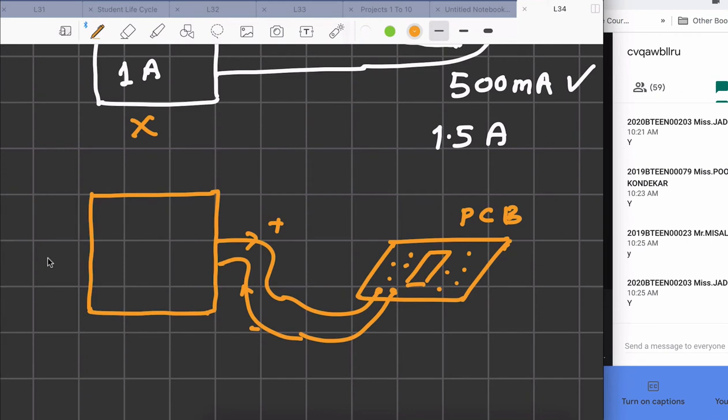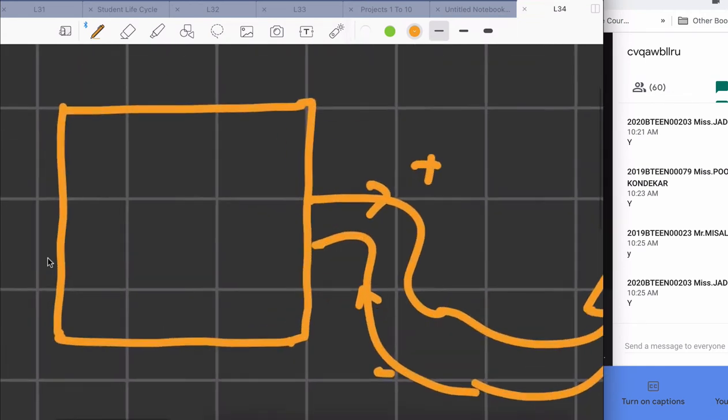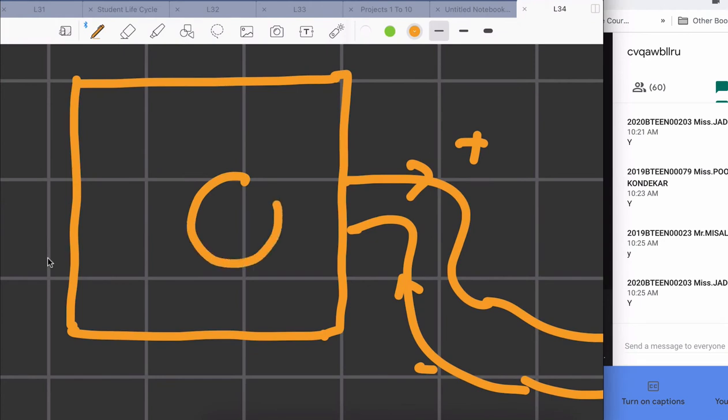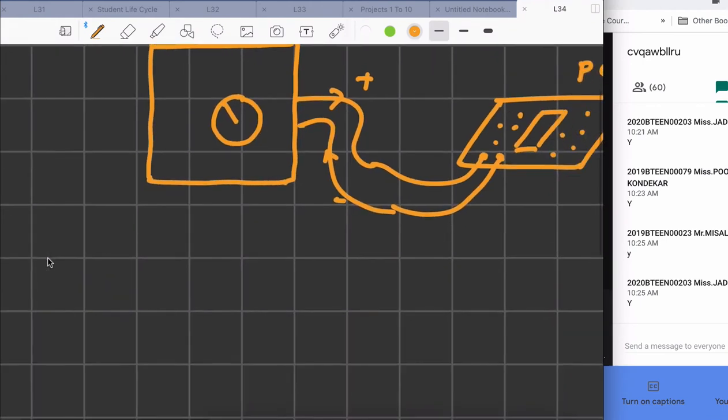You are unsure of the board, whether the board is proper, whether the board is having a problem, whether the IC is going to draw more current. So in order to keep things under your control, you have to adjust the current limit. I am drawing one control, a bigger control. This you have to adjust. This is called the current limit.